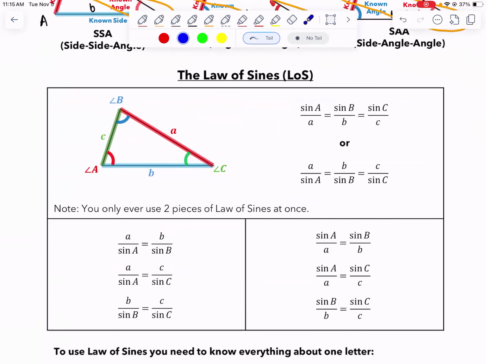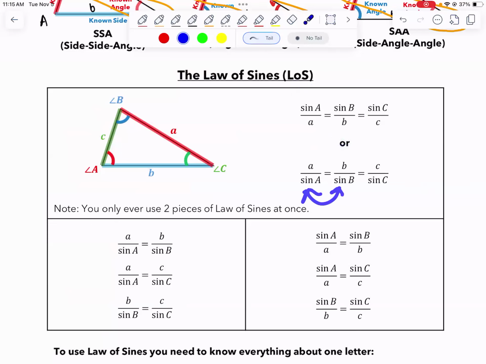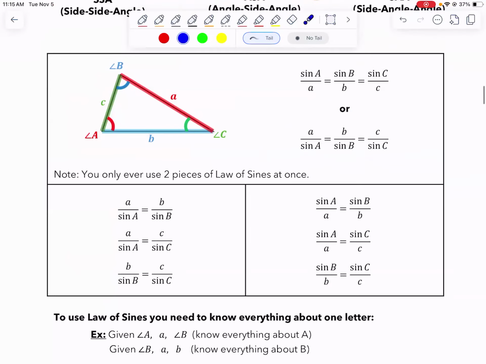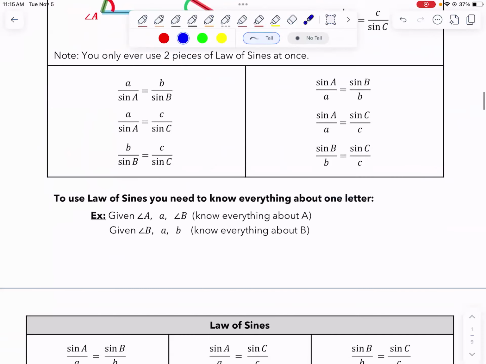But you're only ever using two pieces of the law of sines at once. So like you might use sine of A over baby a is equal to sine of C over baby c. You're only setting two of these equal. And then down here, you could set any of these equal to one another. So any of those can be set equal. Examples here and here. Again, you want to know everything about one letter in order to use law of sines.